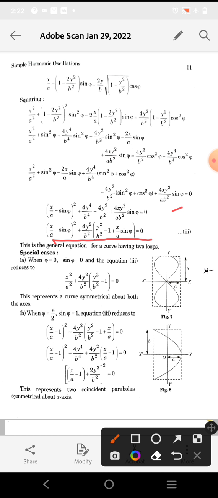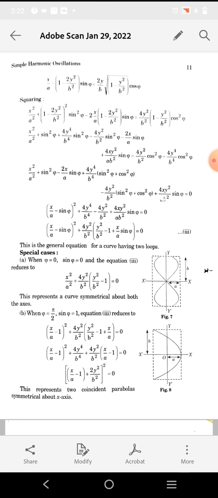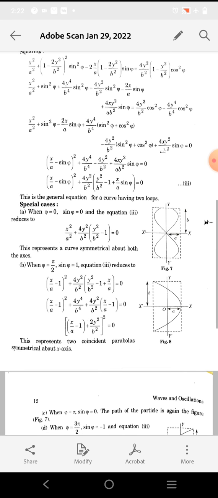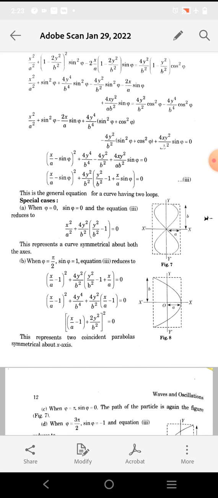By applying the special case conditions, that means pi is equal to 0, pi is equal to 90 and pi is equal to 3 pi by 4, we get the path of the particle from those values. Here, when pi is equal to 0, equation 3 converts into x square by a square plus 4y square by b square into (y square by b square minus 1) is equal to 0. This represents a curve symmetrical about both axes, with the same shape on both sides.